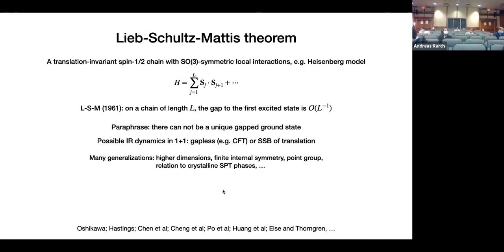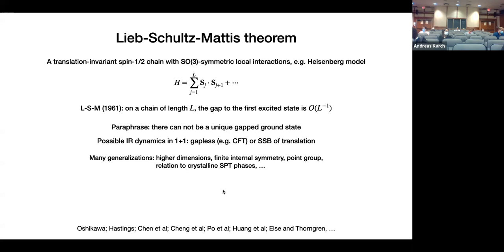You can solve this model exactly for the nearest neighbor interaction, but in general, if you have more interactions, then it's not solvable. But what Lieb-Schultz-Mattis proved in the appendix of the paper is that on the chain of length L, again with periodic boundary conditions, the gap to the first excited state has to scale as 1/L. Now, if we paraphrase it, it means that you cannot have a unique gapped ground state. And that strongly constrains the possible dynamics of these models.